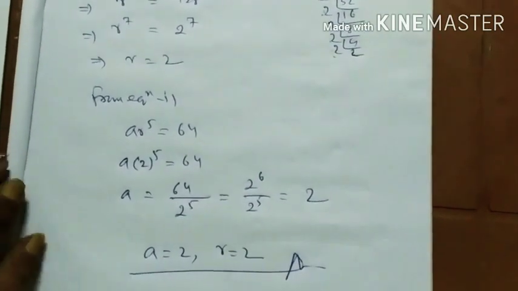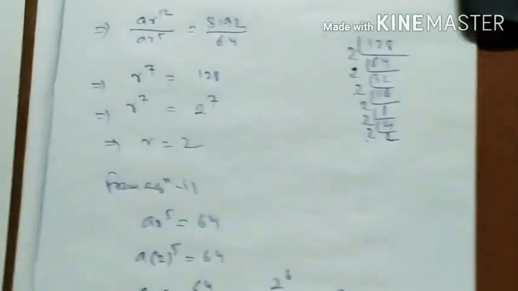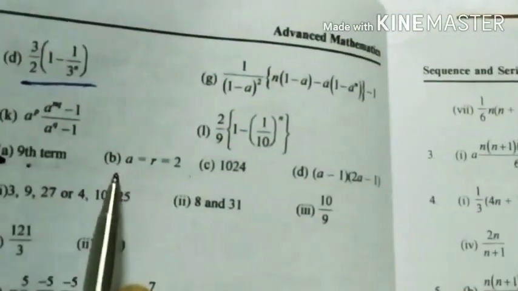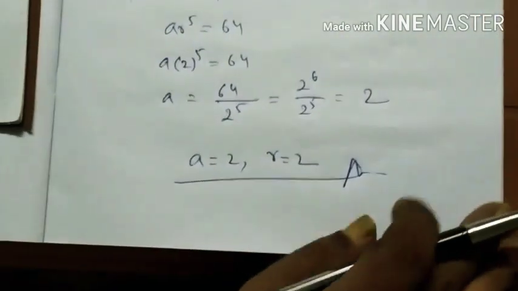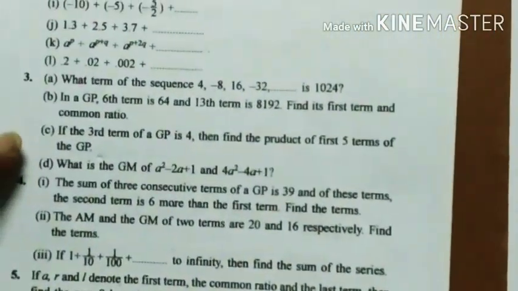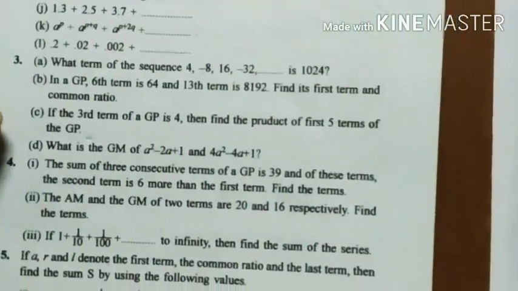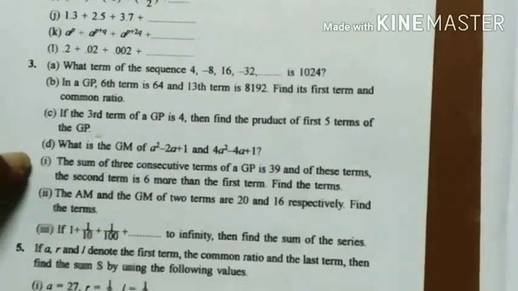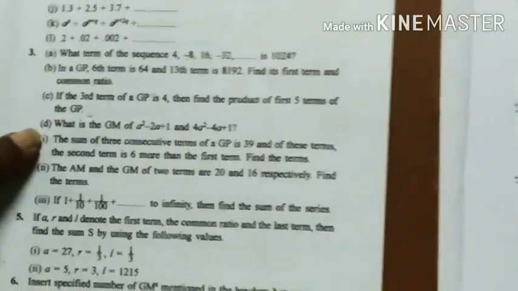Let me show the answer. Question number 3b. See here, a is equal to 2 and r is equal to 2. Now I think you can do C and D yourself. This is not very tough. C and D you can do it yourself. Let me do this D for you.